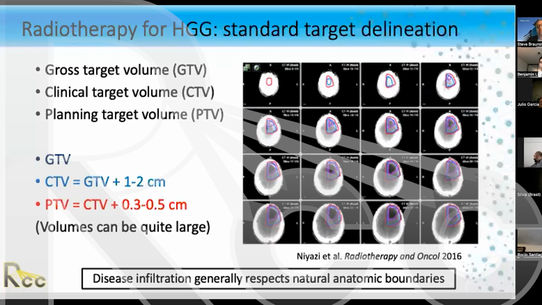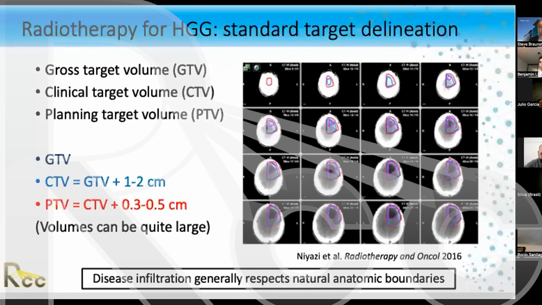So in this case of a lateralized left frontal lesion, you wouldn't necessarily bring the contour volume across the falcine dura into the right side. Now, if it extends close to the corpus callosum and that's a pathway for extension, then you might do so.